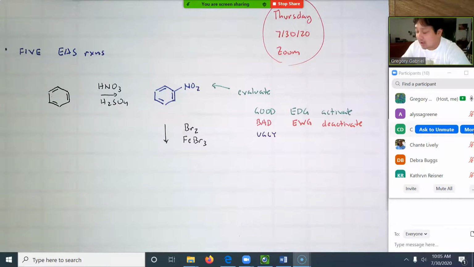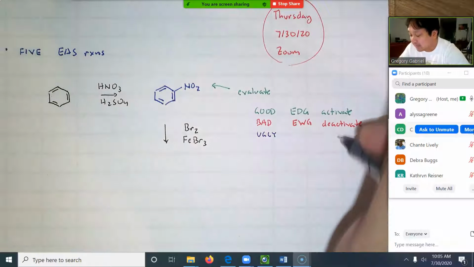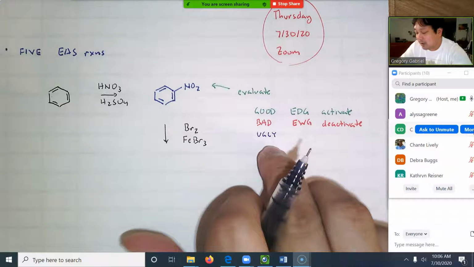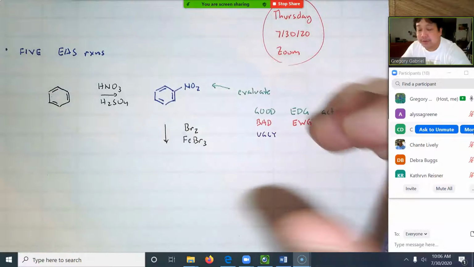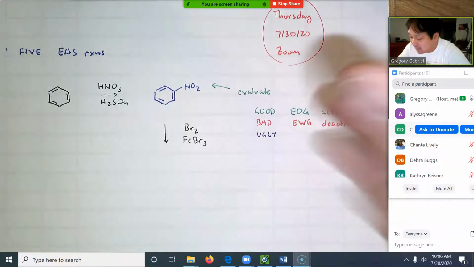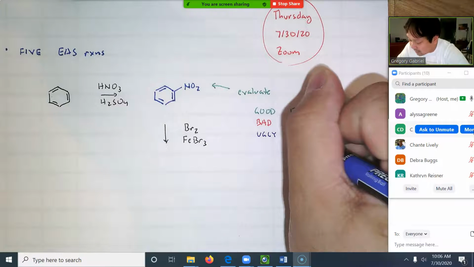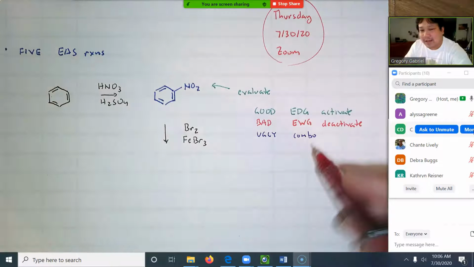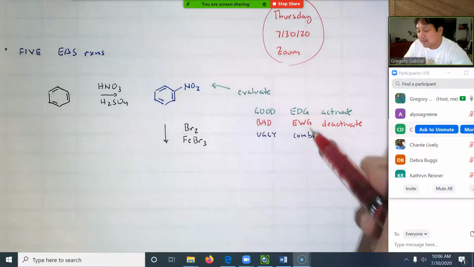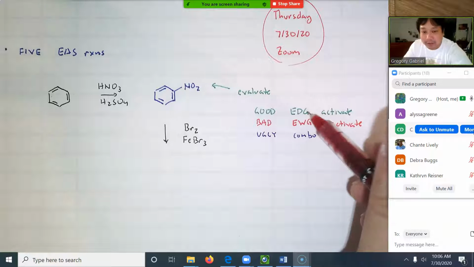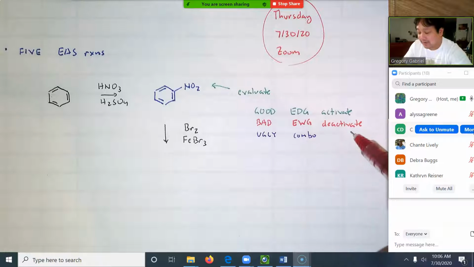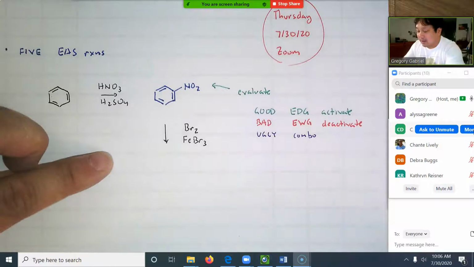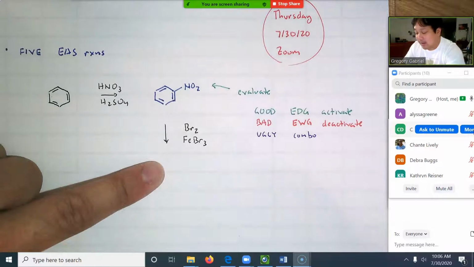So for the ugly groups, they deactivate, but where you put the group is more like if there was a good group. So it's a combination of both of these. That's why we call it ugly. Don't worry exactly how we consider it. It's really considered an electron donating group, but it's deactivating. But don't worry about that. Let me get to the answer here.